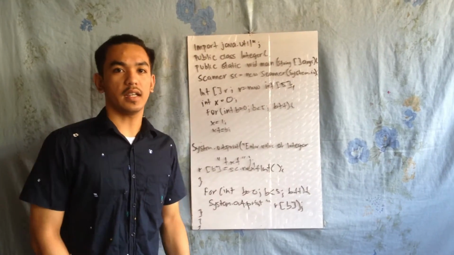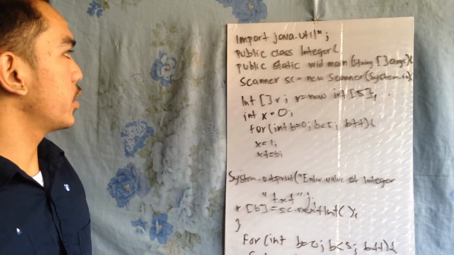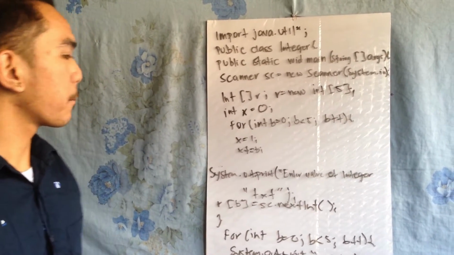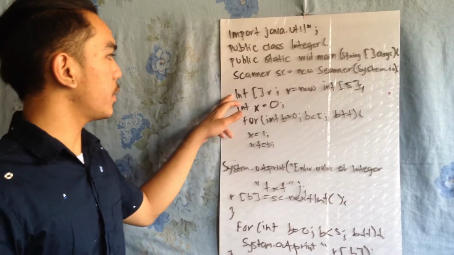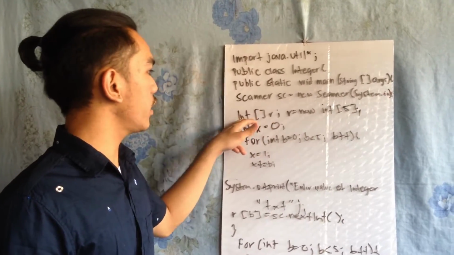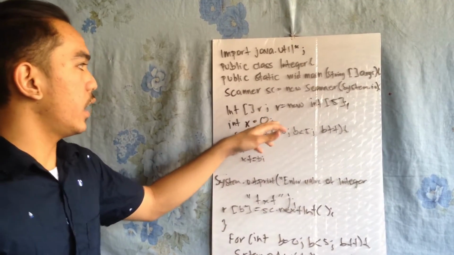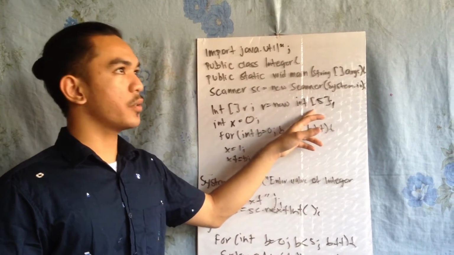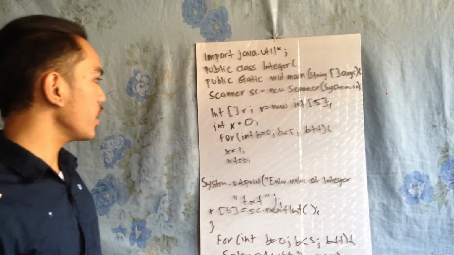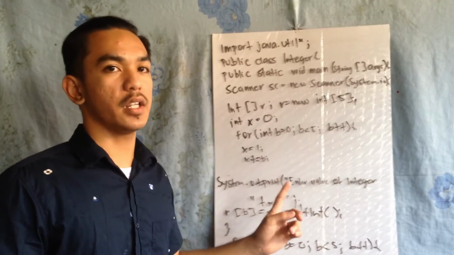Ito ang halimbawa ng isang array. Import java.util, public class, public static void main string, Scanner sc is equal to new Scanner. Nag-declare tayo ng int para our variable natin is r. At yung int naman na integer para sa enter value of integer. Gumamit tayo ng for loop para mas mapaikli yung codes.